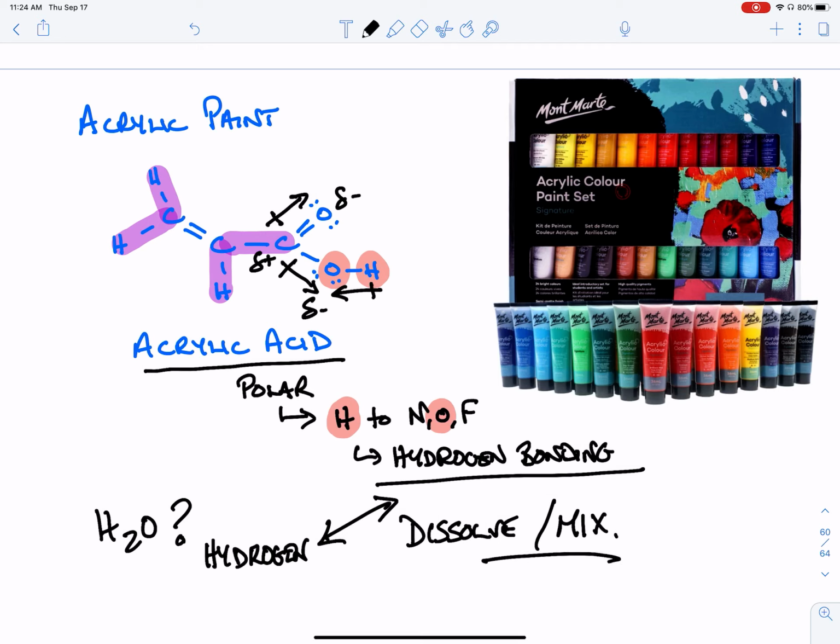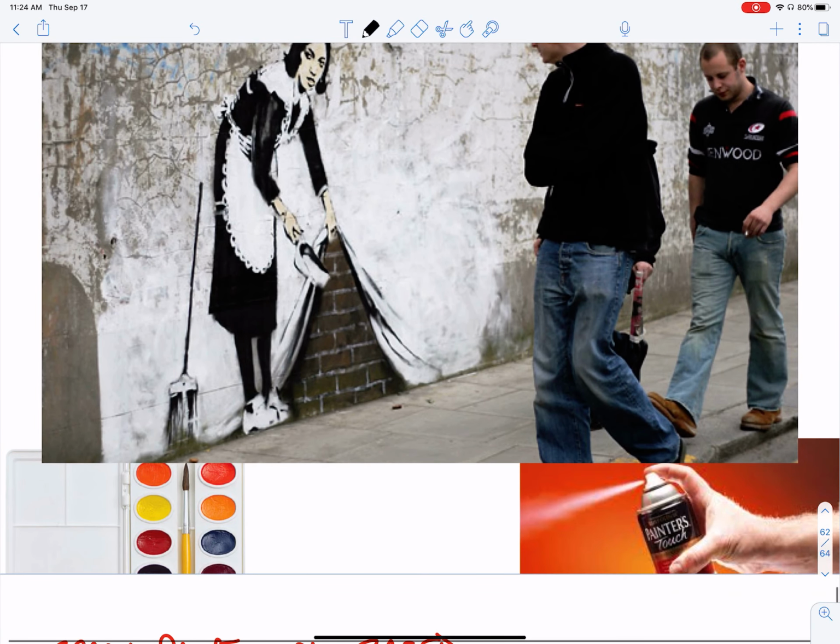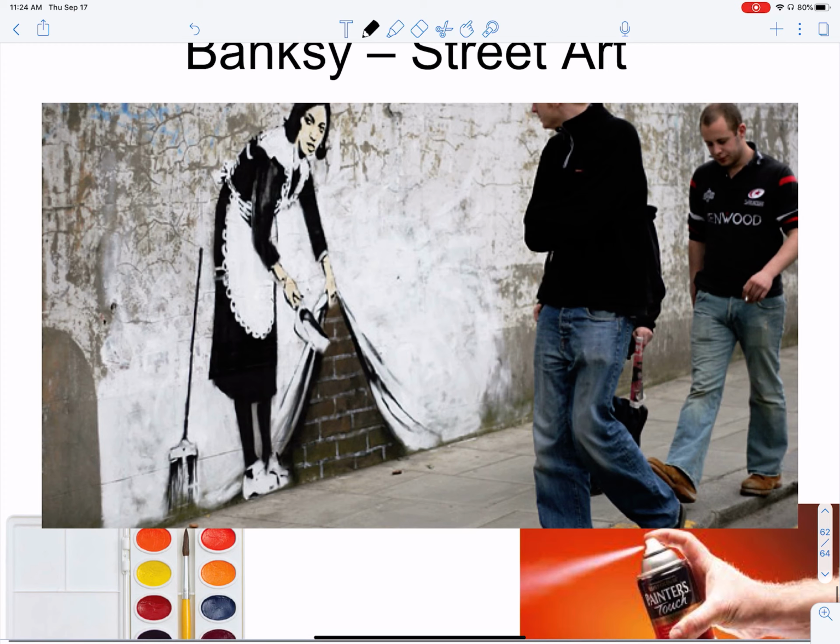So on the other hand, Banksy, who was a graffiti artist, came from Bristol, from where I came from. Not sure if I really met Banksy at any point, but Banksy is a graffiti artist who uses spray paint on walls. And so, would it be a good idea to use a water-based one, or would it be an oil-based one? How would you clean this off?